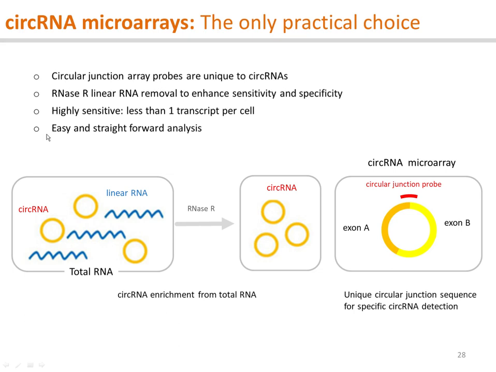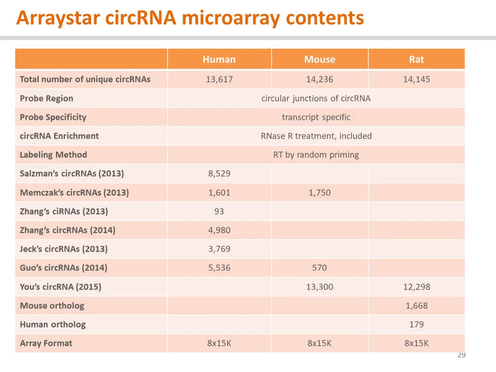The data processing and analysis are straightforward, without relying on specialized, complicated circular RNA junction mapping algorithms as in RNA sequencing. ArrayStar circular RNA microarrays cover about 14,000 cataloged human, mouse, and rat circular RNAs collected from circular RNA studies and databases.